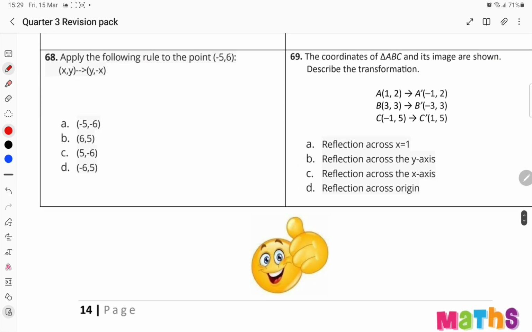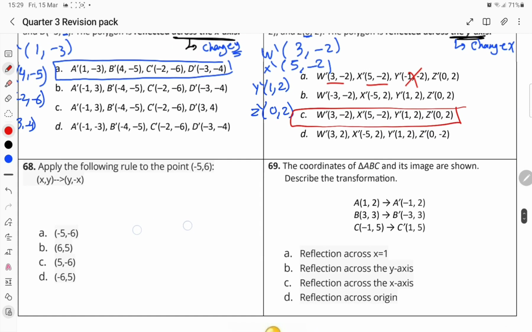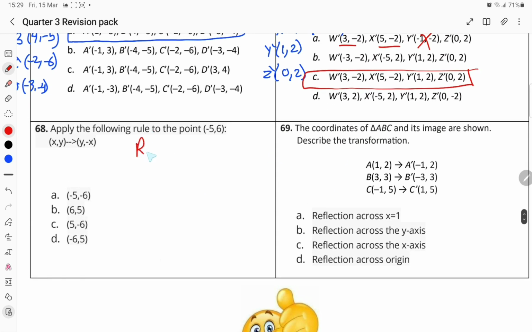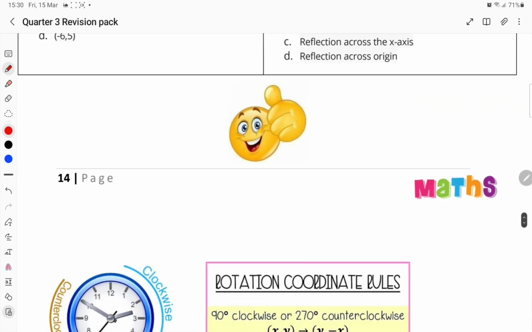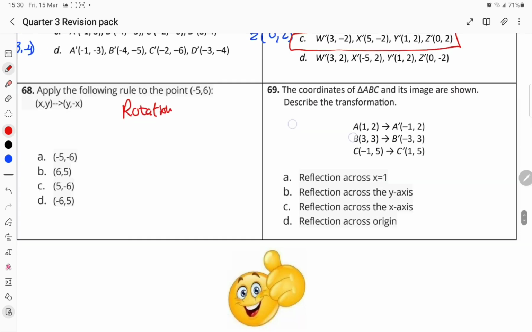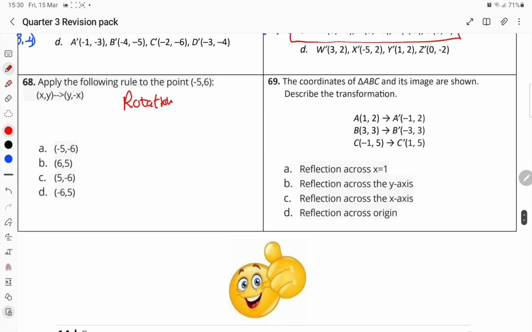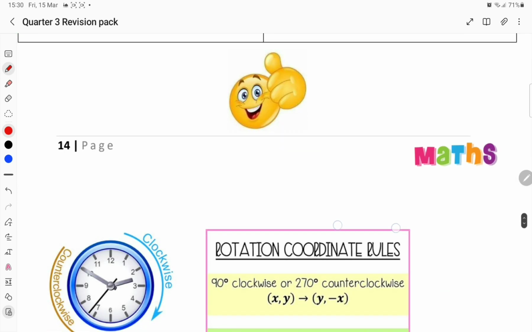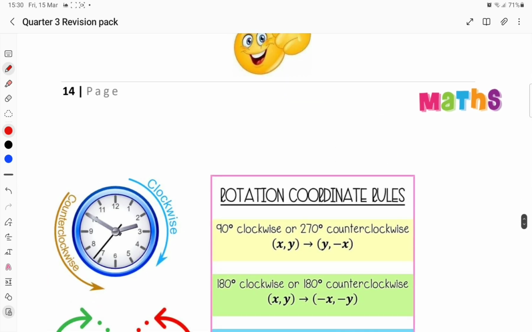Apply the following rule to the point negative 5 and 6. X and Y becomes Y and negative X. Actually, this is rotation. This is related to rotation. Before I solve this question, let's see the rules here. Rotation coordinate rules.